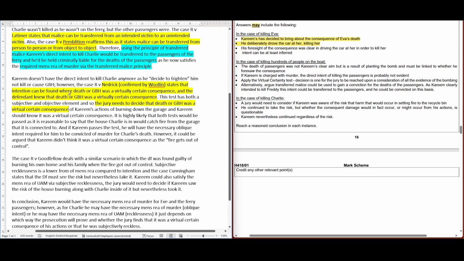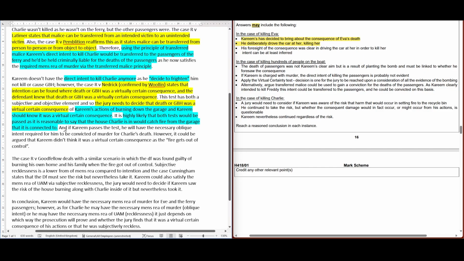Okay, so Kareem doesn't have the direct intent to kill Charlie anymore. The answer has identified that he doesn't have the intent anymore, and he references the scenario. He also states that the jury would consider if Kareem was aware of the virtual certain consequence. It's likely that both tests would be passed, and it's reasonable to say that Charlie's house would catch fire from the garage that it's connected to. And this is what is required of a level 4 answer.